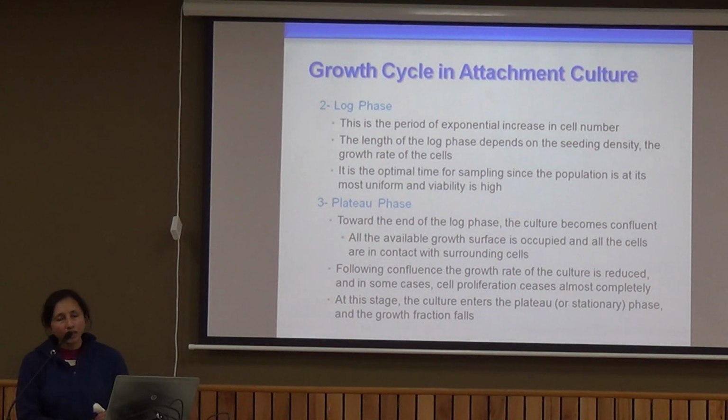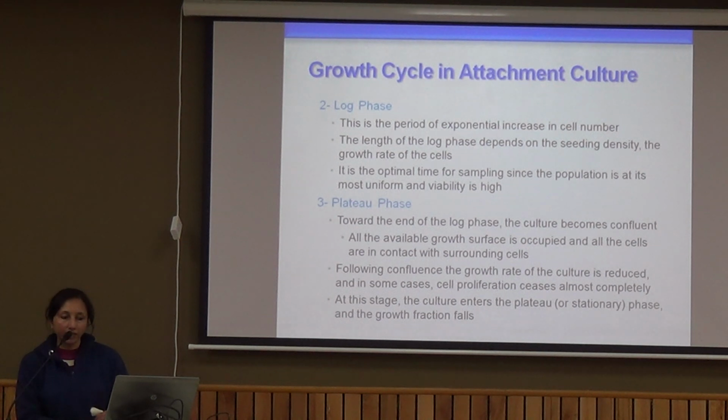For sampling as well as for any kind of research purposes, scientists generally prefer taking cells from the log phase. Since it is the fastest growing, it is the healthiest phase, that is why cells at this stage are preferred for any kind of research work. The third phase is plateau phase.